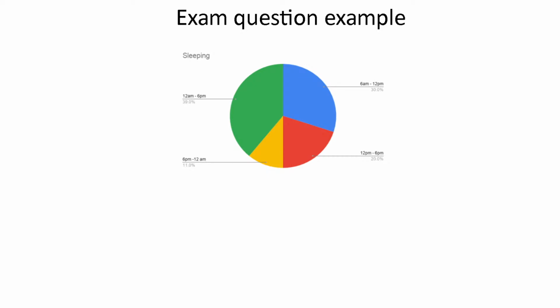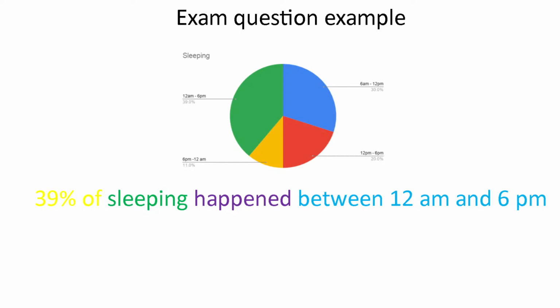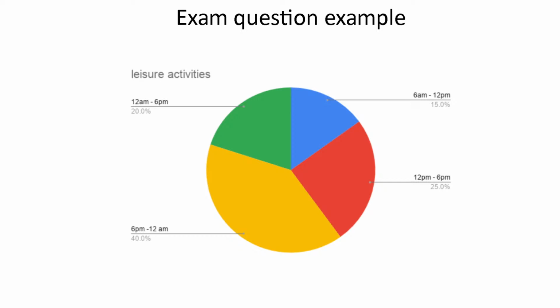Okay, any takers? Anyone would like to write a sentence about any part of this pie chart? Okay, I guess you guys are shy. So let me put up an example sentence. So for example, 39% of sleeping happened between 12 a.m. and 6 a.m. Okay. So let's look at the next part.